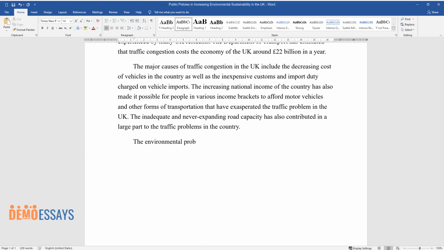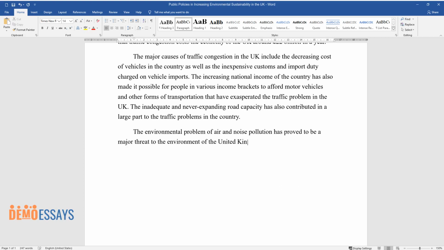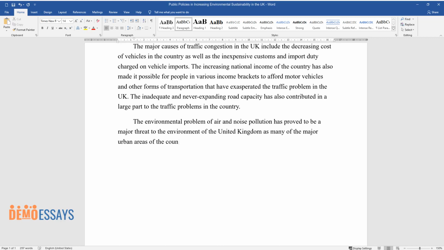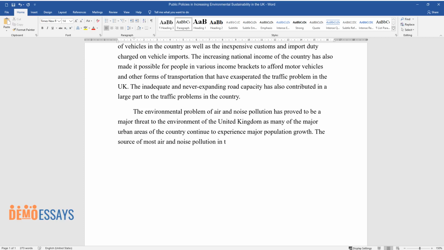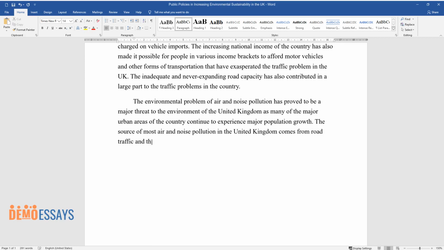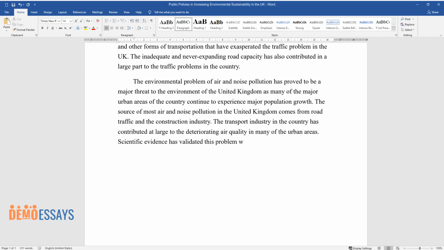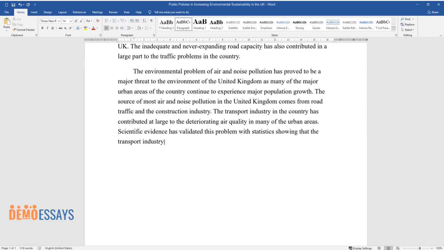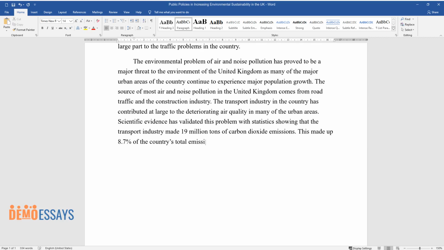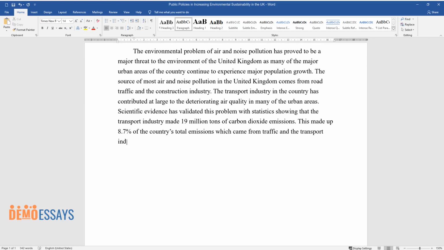The environmental problem of air and noise pollution has proved to be a major threat to the environment of the United Kingdom as many of the major urban areas of the country continue to experience major population growth. The source of most air and noise pollution in the United Kingdom comes from road traffic and the construction industry. The transport industry in the country has contributed at large to the deteriorating air quality in many of the urban areas. Scientific evidence has validated this problem with statistics showing that the transport industry made 19 million tons of carbon dioxide emissions. This made up 8.7% of the country's total emissions, which came from traffic in the transport industry.